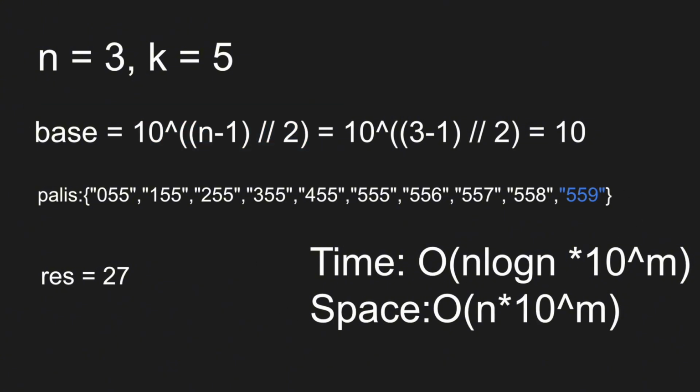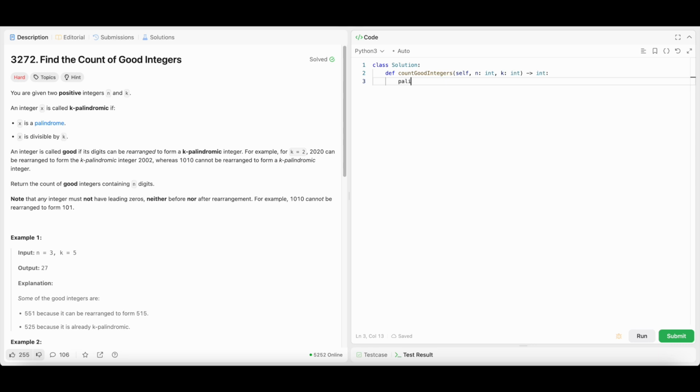So now let's get to the coding part. So first we will initialize the palindrome combinations to an empty set, and base would be 10 to the power of n minus 1 for division by 2. And skip, so depending on odd or even, if it is odd, we'll set skip to 1 because we need to skip the middle element. Otherwise, skip will be 0. So now we will search from base to base times 10.